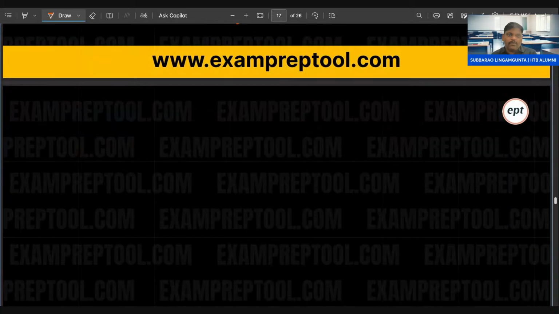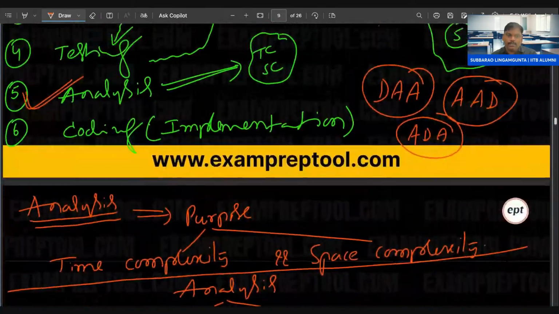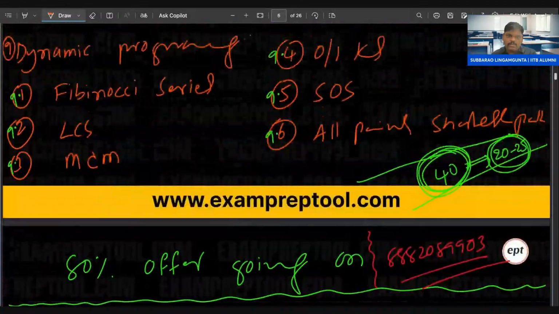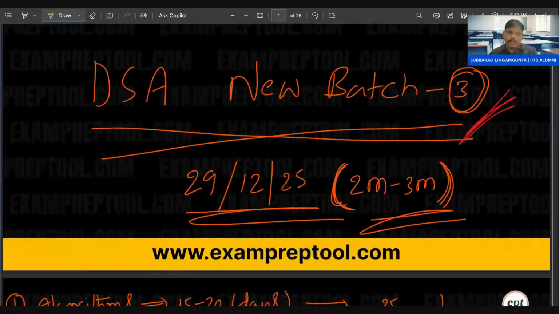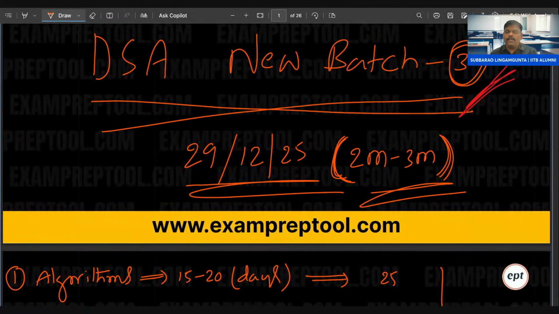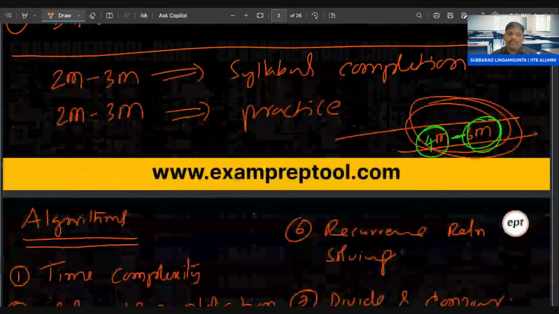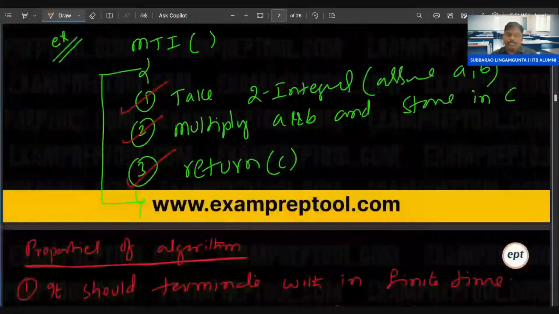This batch has just started. DSA batch number 3 started on the 29th. It will most probably be over in 2 more months, the syllabus will be over in 2 more months, and the practice too. The upper bound is 5 months. Within 5 months, you will be good in DSA.